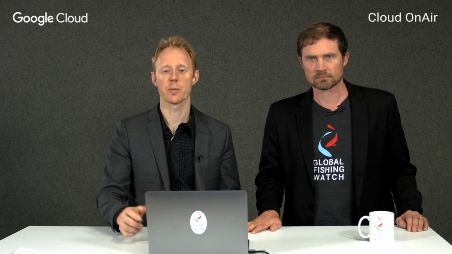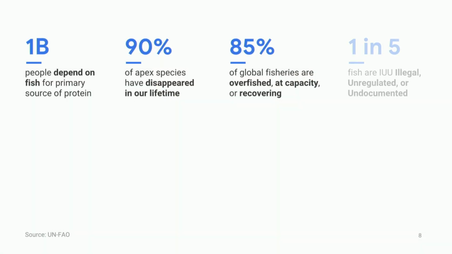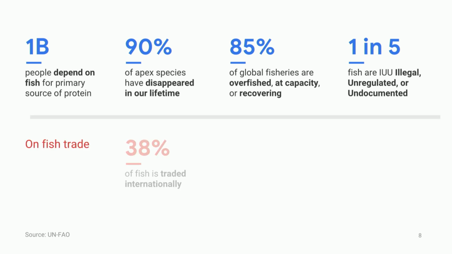But the question is, why does a company like Google look at something like fishing? Over 1 billion people in the world depend on fish as their primary source of protein. About 90% of the apex, or the largest species, have disappeared within our lifetime. 85% of the world's fisheries are either overfished, at capacity, or recovering. About 1 in 5, or 20% of the world's fish, are considered IUU: illegal, unregulated, and undocumented.